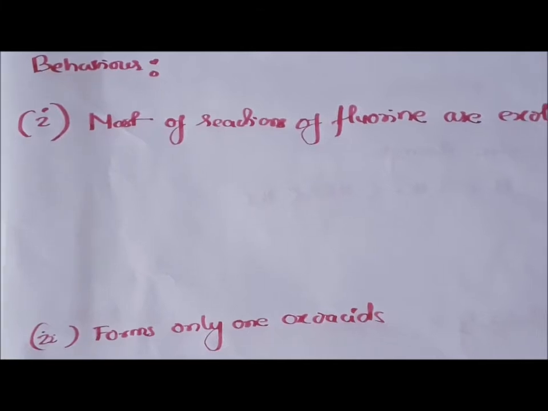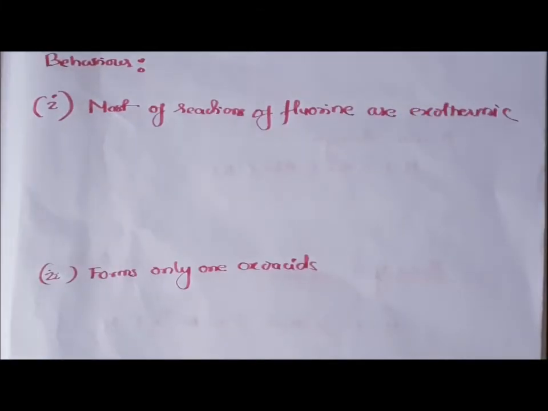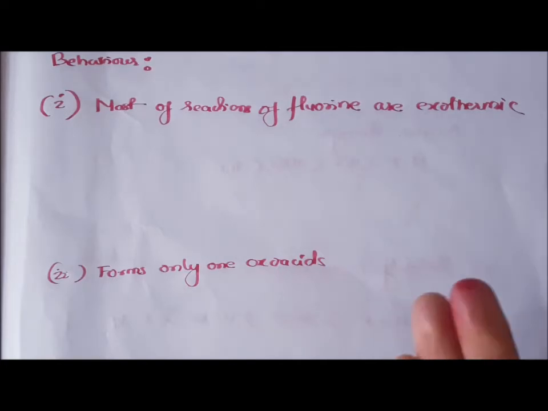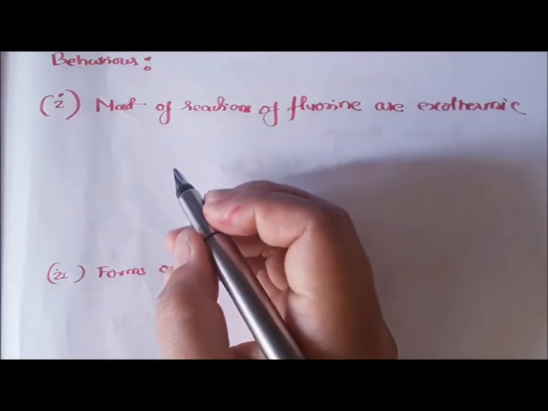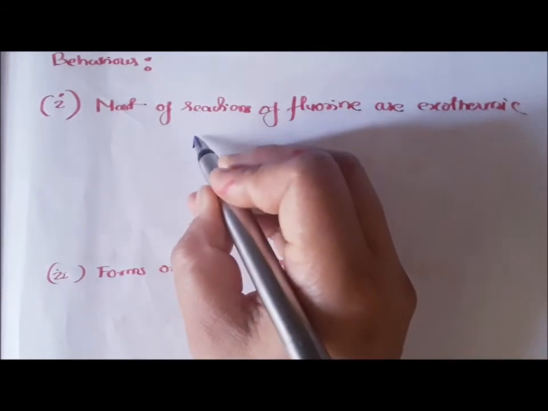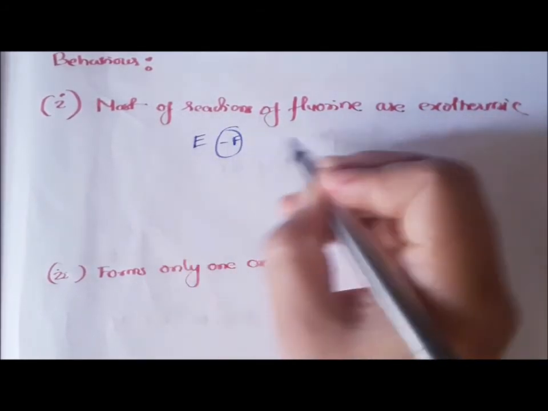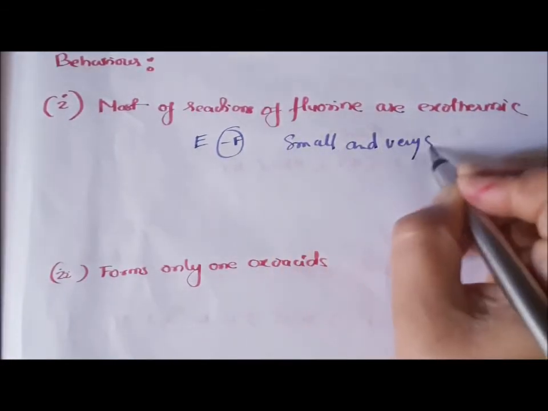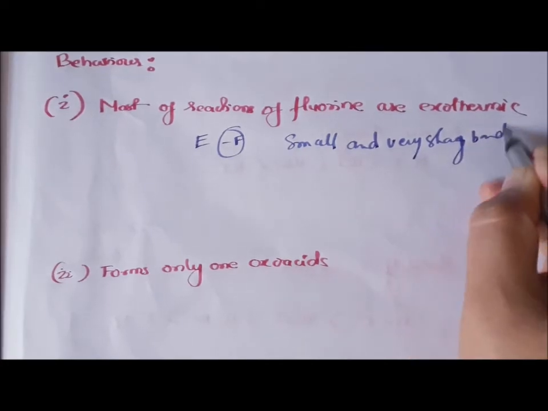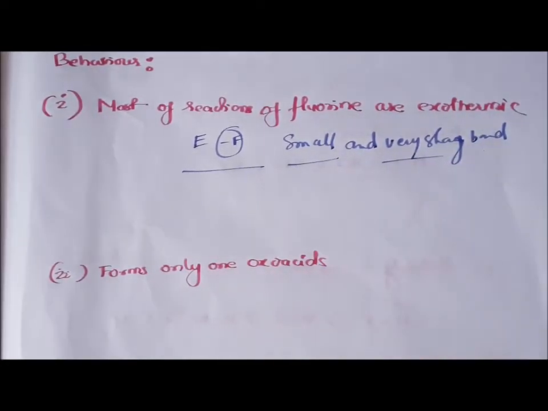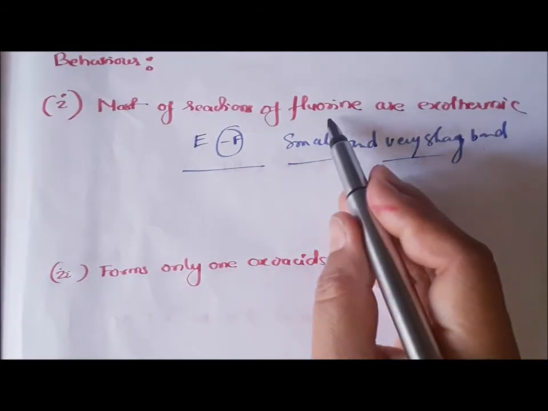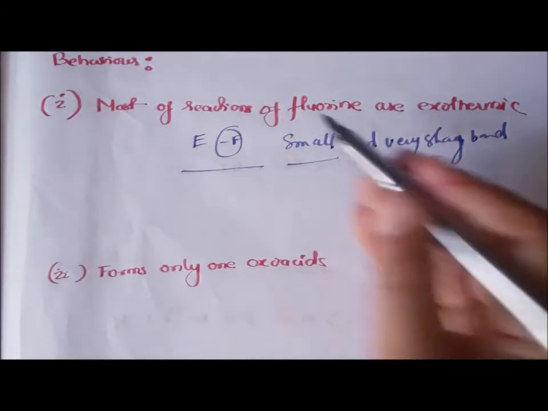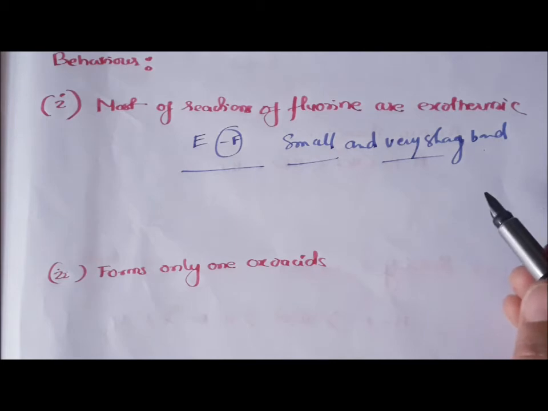Now let us see what anomalous behavior fluorine shows among the group. Most of the fluorine compounds are exothermic. The reactions of fluorine are exothermic because the compounds with fluorine have small and very strong bonds. So because of that, most of the reactions of fluorine are exothermic in nature.